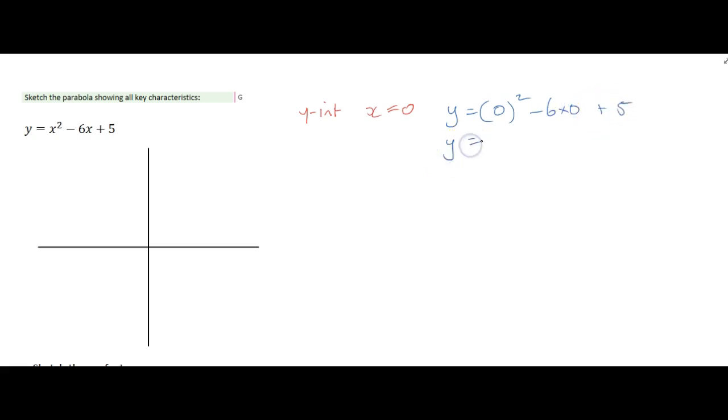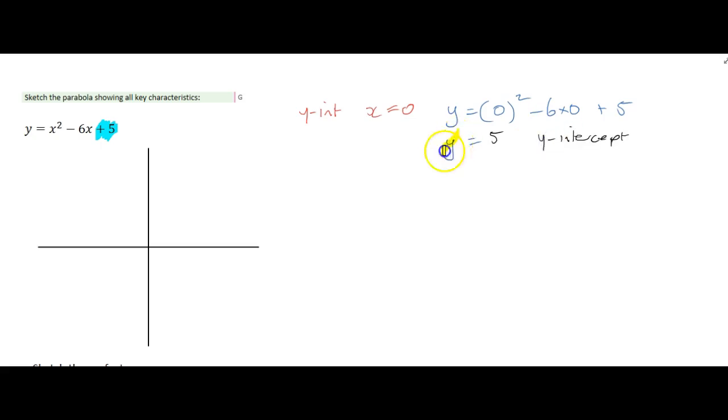Okay, so once you get used to these, what you'll find is that the y-intercept will pretty much always equal this constant at the end. Okay, we call it a constant because it has no variable multiplying it, so it always stays the same, whatever value x is. So if you put in 0, the y value is going to be 5. Okay, so that's our y-intercept.